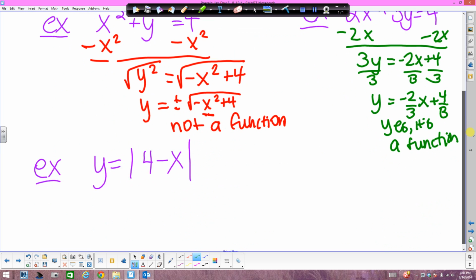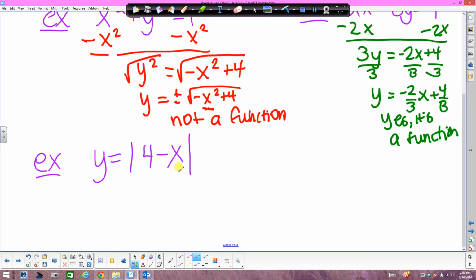All right, for this last one, we've got an absolute value problem. So we've got to decide, for every input, are we going to get exactly one output? So if we think about this, if you remember, the absolute value graphs are V-shaped. So if we plug in any number for x, say we plug in 1, then we're going to get 4 minus 1, which is 3, and the absolute value of 3 is 3. Is there any number we can plug in and get two different answers for y? There isn't one, so this is also a function.